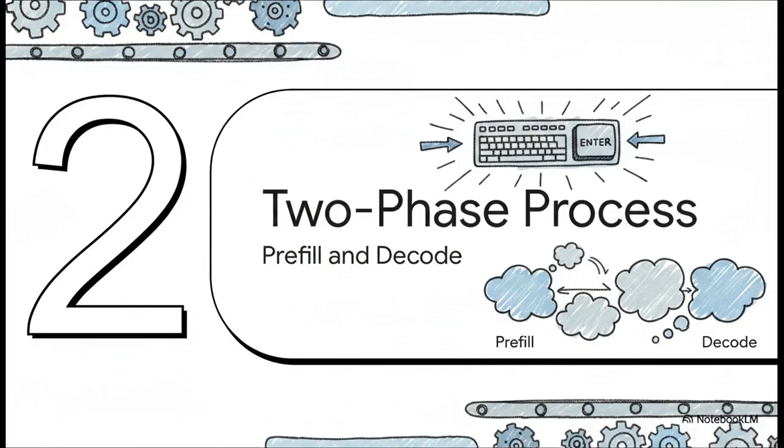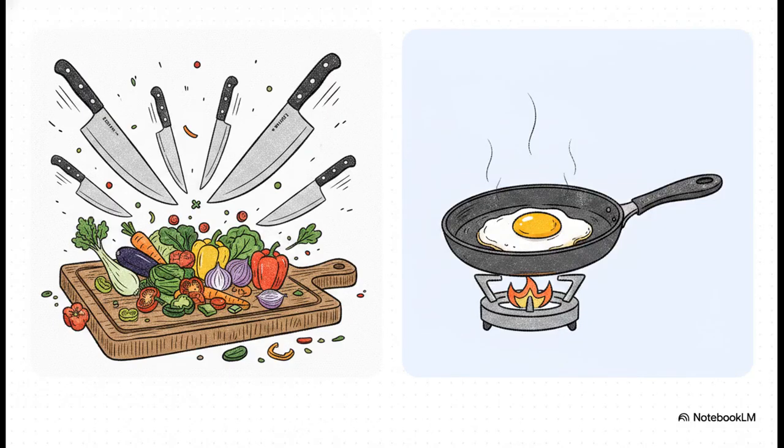Moving right along to Section 2, the two-phase generation process. Let's look at prefill and decode. So, text generation actually happens in two distinct phases. First is the prefill phase. Think of this like the prep cooking in a busy kitchen. It processes all of your input tokens at once. Then you have the decode phase. This is the actual cooking. It's generating text autoregressively, just one single token at a time. The crucial thing to grasp here is that the heavy lifting actually happens up front, way before the lightning-fast manufacturing of new words even starts.